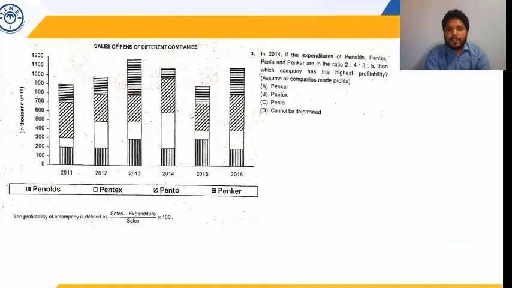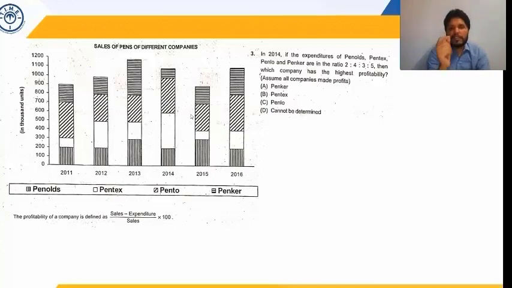Okay, so next question is, in 2014, if the expenditure of Penoids, Pentex, Pento and Pankar are in the ratio 2:4:3:5, then which company has got the highest profitability? Assuming all companies made the profits. So if all companies made the profit, means sales is going to be always greater than the expenditure, then obviously we'll be getting the profit. So for which company the profitability is going to be highest?